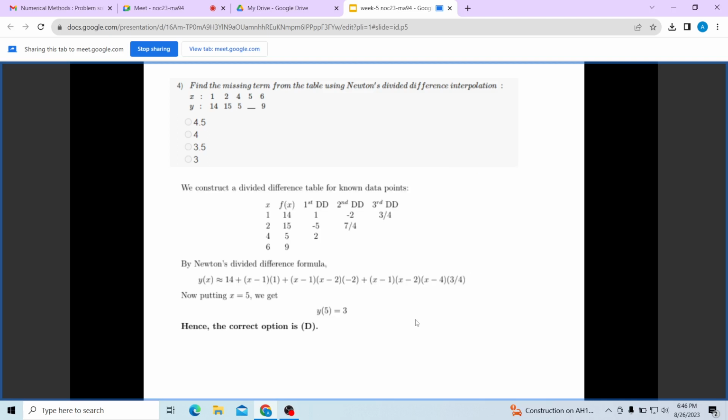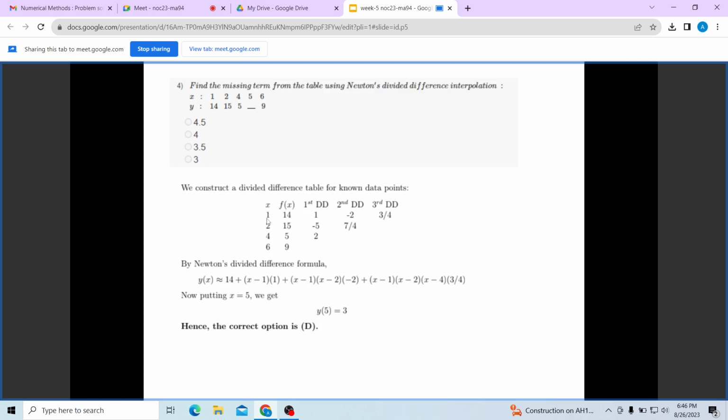So the answer is 3. Okay. Correct option is 3. So at x is equal to 5, y will be 3. How will we get it? So first construct the Newton's divided difference table from the known data points. So here we know only 4 data points, that is x naught equals 1, x1 equals 2, x2 equals 4 and x3 equals 6. Okay, so just arrange those points and corresponding to that write the function values, that is y values.